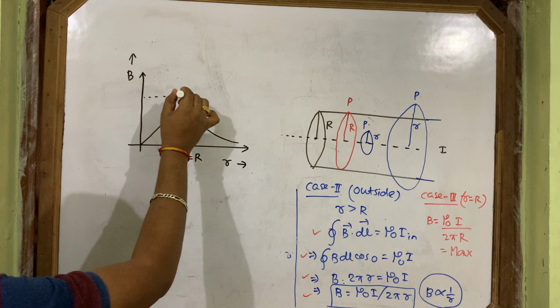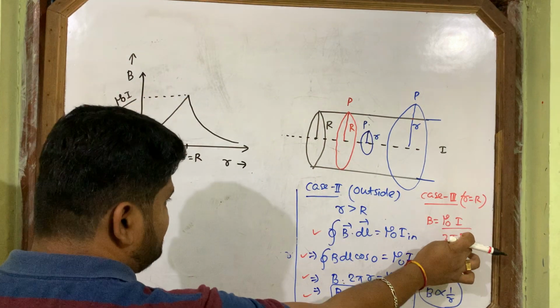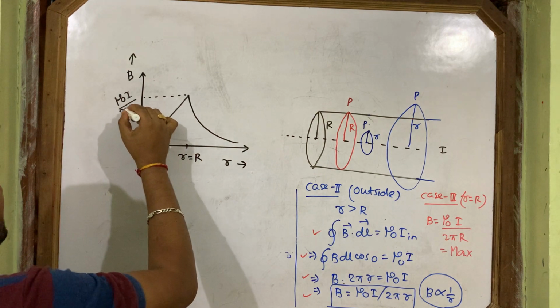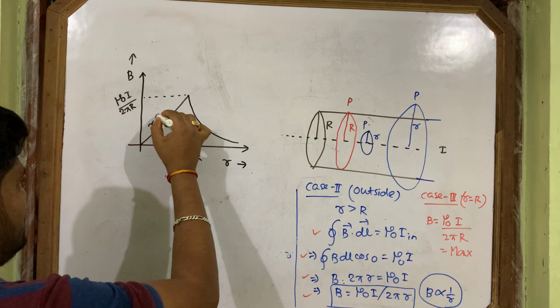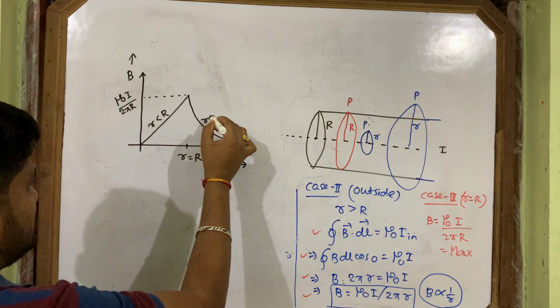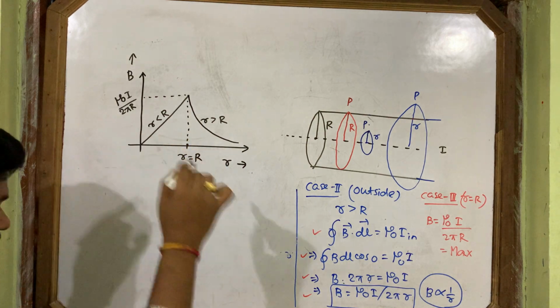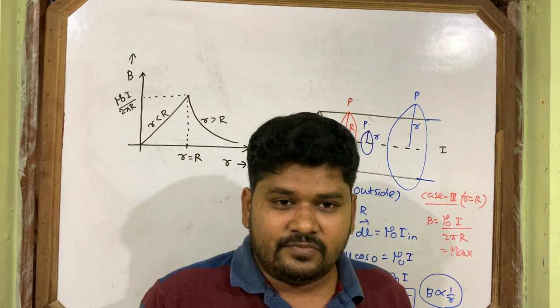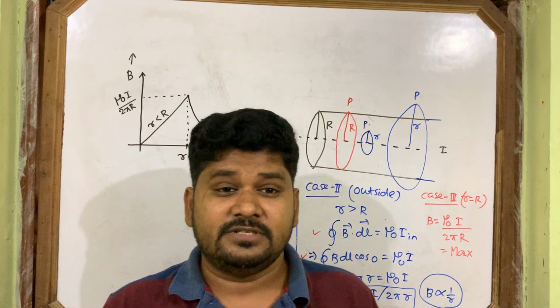And here you can write the maximum value, mu naught I by 2 pi R. You can write here r less than R, and here r greater than R. And this one you can join by a dotted line. You will get the full 1 mark if you draw this graph. This counts as a 5 marks derivation in exams.